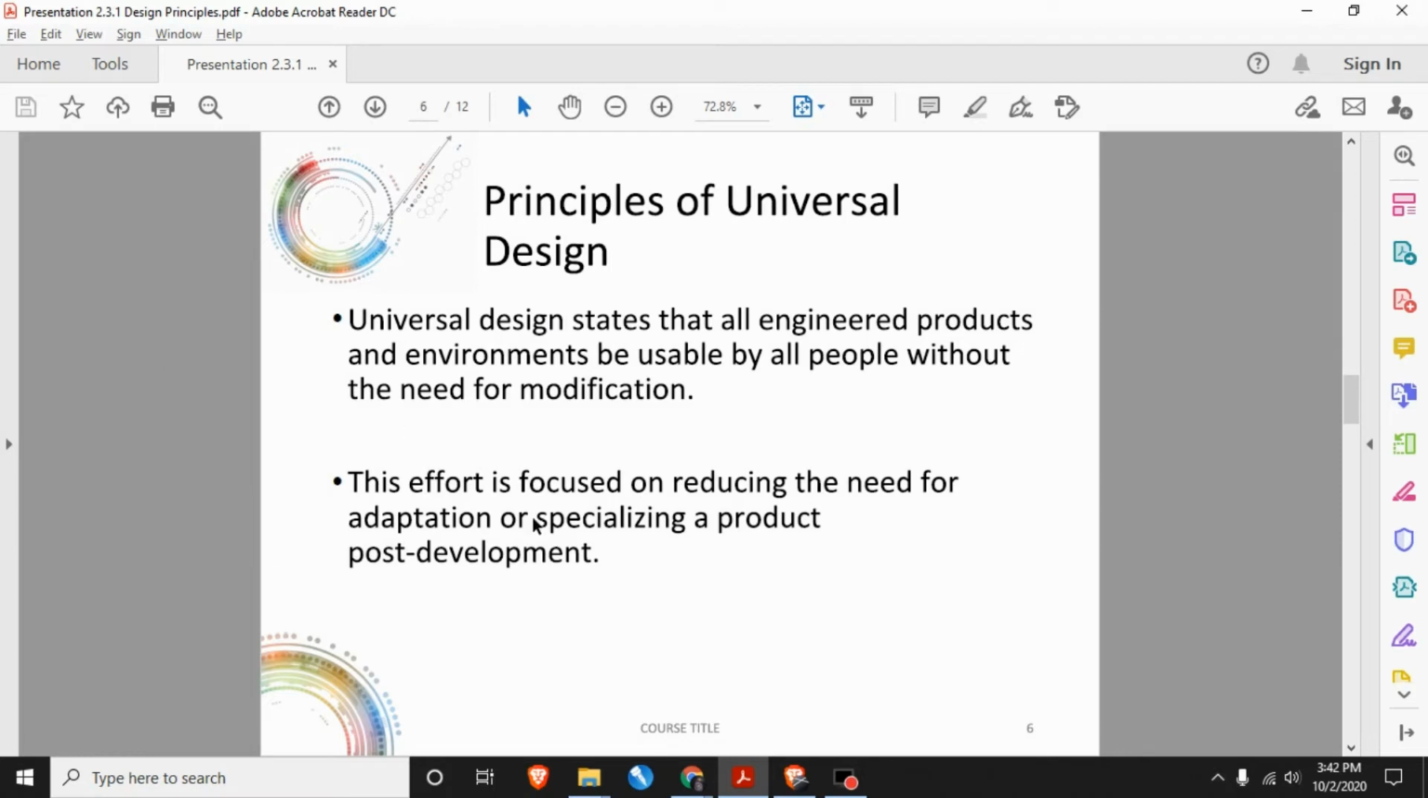All right, so this effort is focused on reducing the need for adaptation or specialization of product post-development. When looking at something like a car, you want the average person to be able to drive the car, and then that's just kind of it. You want to have as few exceptions as possible, so that way, in order to get the entire market, you develop specialized products minimally.